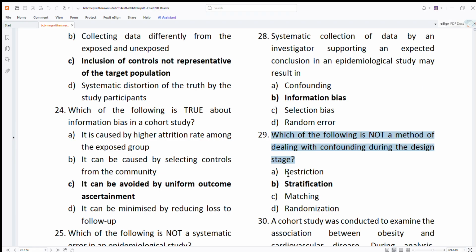Which of the following is not a method of dealing with confounding during the study design stage? Yeah, stratification is not done in the design stage. Yeah, this was the one. Not in the design stage. Correct.